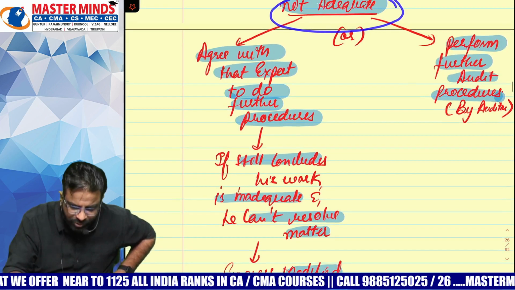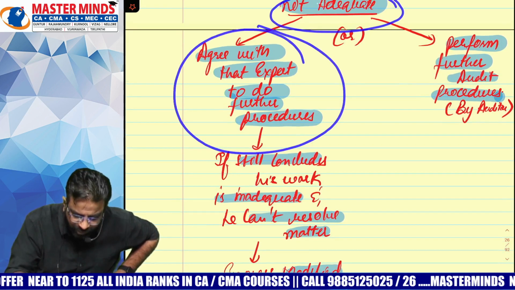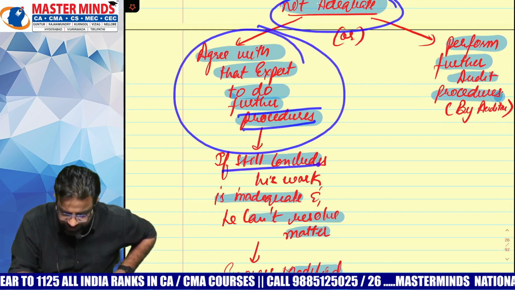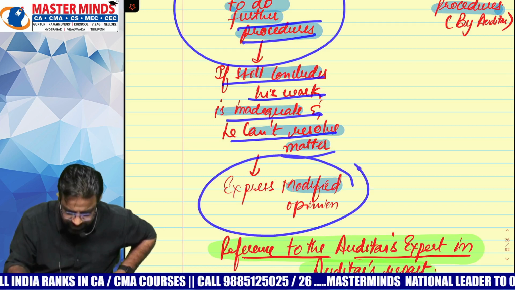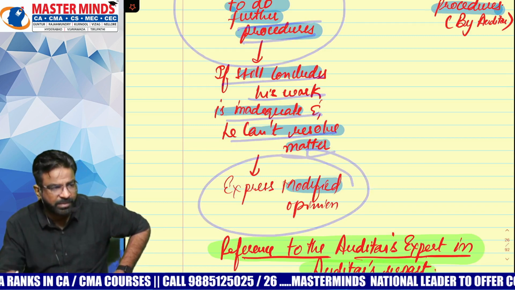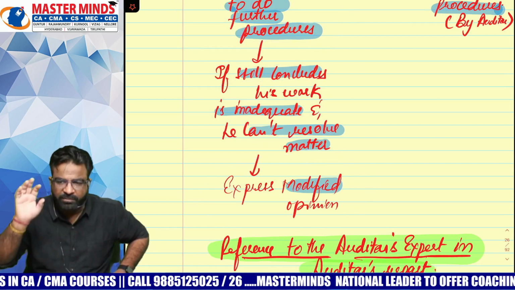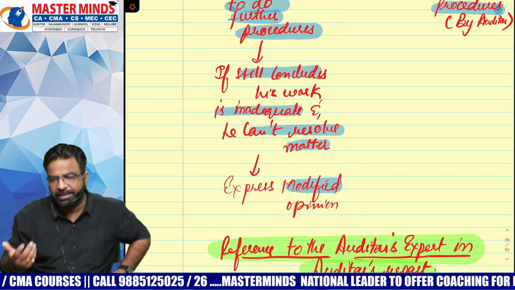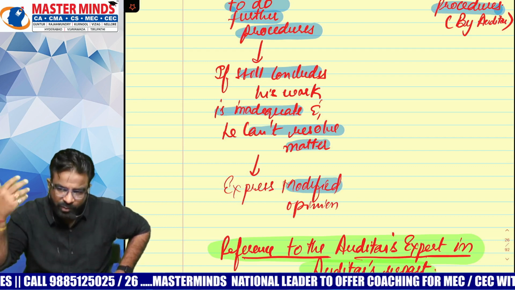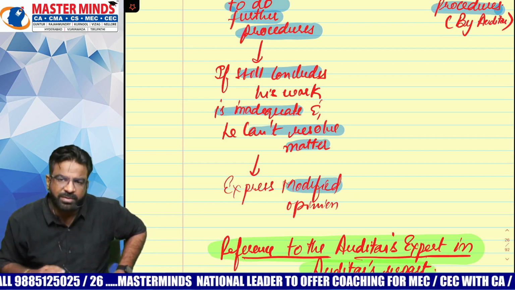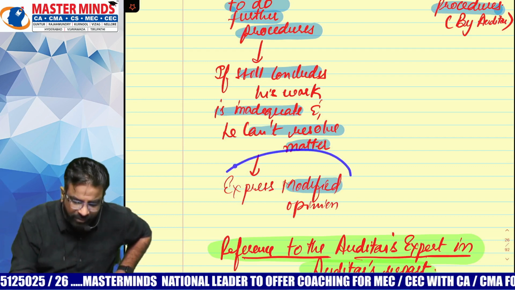Next one. In case the auditor evaluates that the work is not what? Adequate. What should he do? Agree with that expert to do the further procedure. If he still concludes his work is inadequate, he can't resolve the matter, then better express which opinion? Modified opinion. What does that mean? You gave the work to the expert. She gave me the work. I didn't like it. I told her, will you please do more procedures for me? She did the more procedures, but still she is unable to resolve what? The matter. So brother, better to give which opinion?